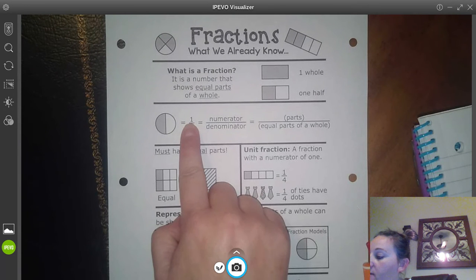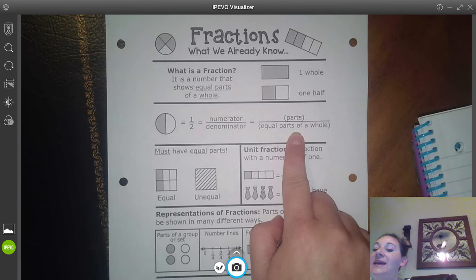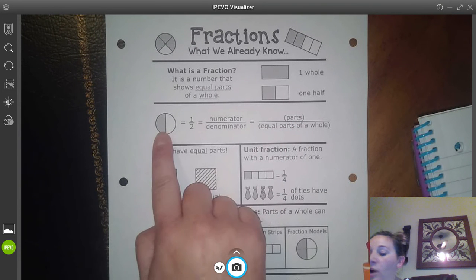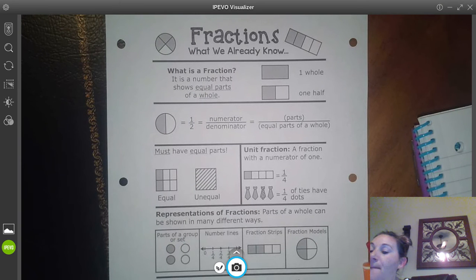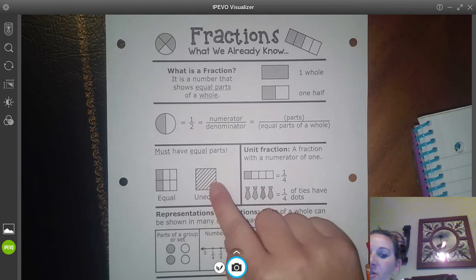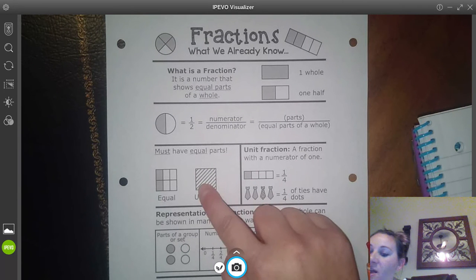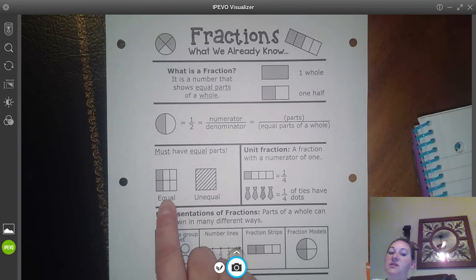This 1, the numerator, represents how many shaded parts, and the bottom number is how many parts in all. So there's one shaded part out of two in all. Fractions must have equal parts. For example, look at that little corner. Look at that section. And look how large these middle sections are. This is unequal, therefore does not represent a fraction. Here we have equal parts. So this would represent 2/6 because we have equal parts.